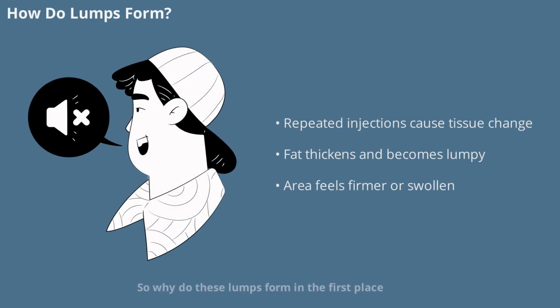So why do these lumps form in the first place? When you inject insulin into the same small area over and over, the tissue underneath your skin can start to change. The repeated trauma from the needle and the presence of insulin itself can cause the fat tissue to thicken and become lumpy. Over time, this area may feel firmer or even look swollen compared to the rest of your skin. It's your body's response to repeated injections in one spot.